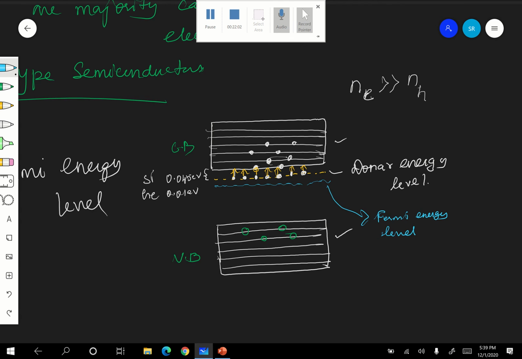Are you following? That very much depends upon the concentration of the impurity. If the concentration of the impurity atoms is more, then sometimes the Fermi level may even go inside the conduction band. Why? Because you know very well, the center of gravity, the center of mass, will be closer to the heavier mass of a two particle system.